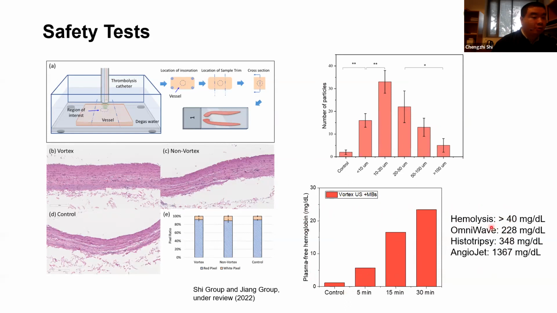Comparing with the existing treatments inside the blood vessel, the OmniWave is 228. For sure, there's hemolysis. And then histotripsy and AngioJet, that's now the gold standard of the clinics. You can see a lot of hemolysis, which is just killing your red cells. So in terms of safety, our technique is much better.